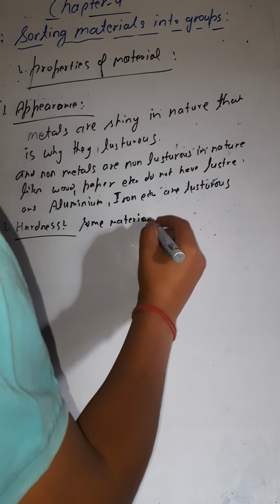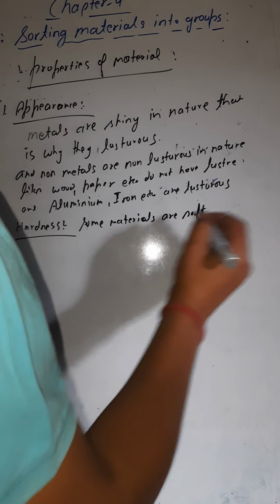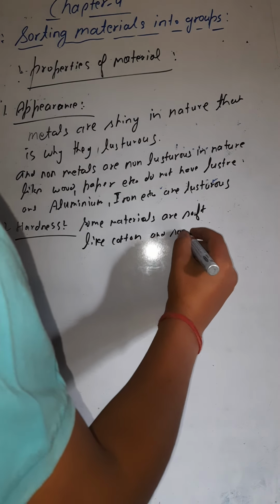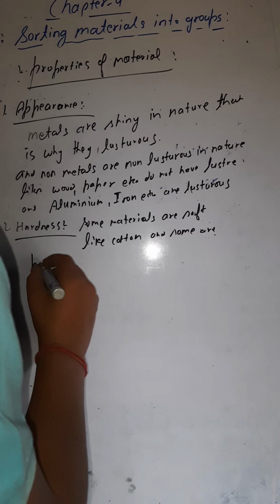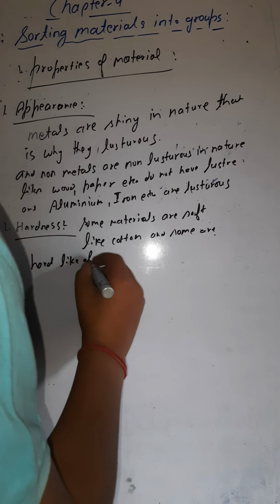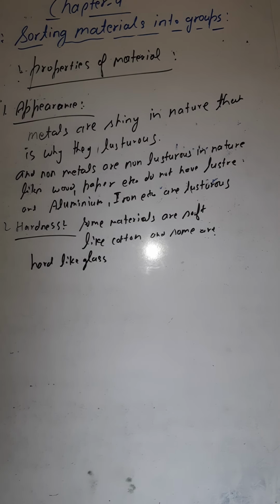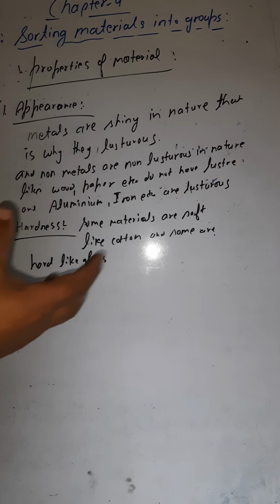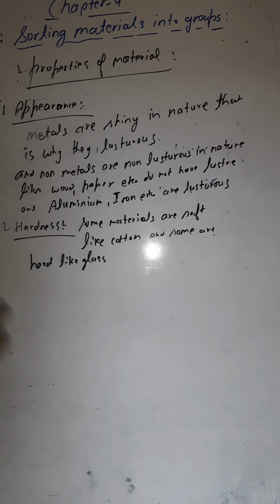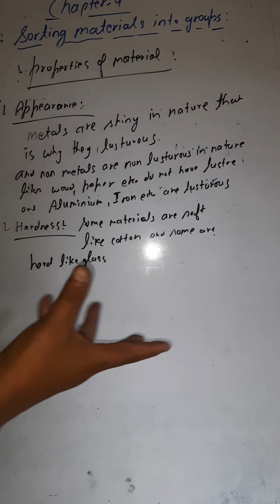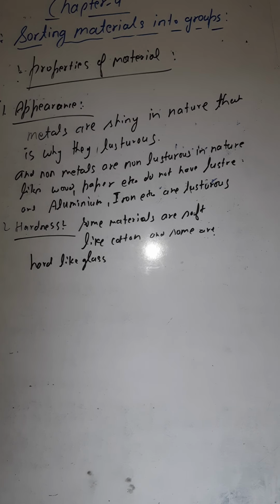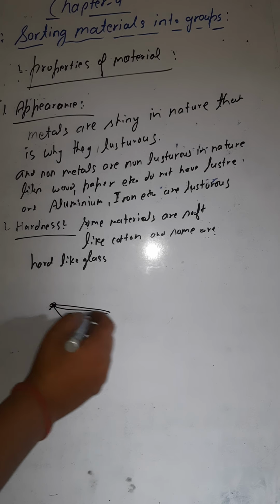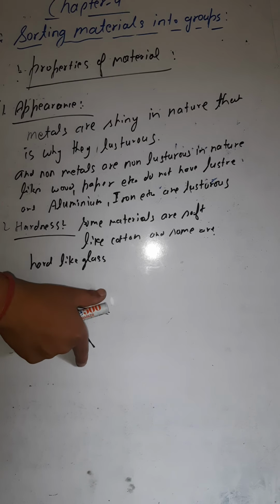Some materials are soft like cotton, and some are hard like glass. So glass is a hard material. This is how you can differentiate. At the same time, some are flexible in nature, and some are rigid, or brittle. For flexible, like the tongs you use at home while your mom is cooking the food, it is flexible in nature.